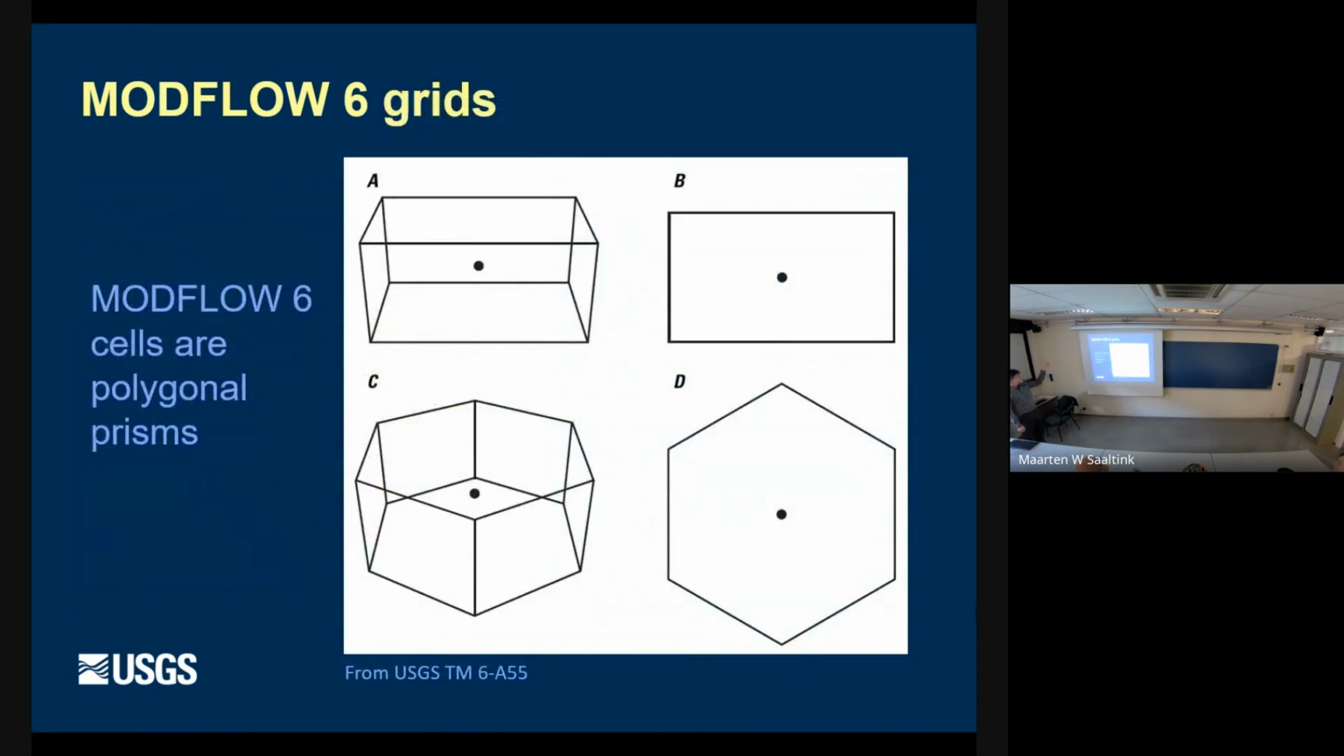So in Modflow 6, the cells are polygonal prisms. And you look at them from the top, they're polygons, and then these polygons are extruded vertically to form a 3D cell, and it has a flat top and a flat bottom. So our challenge in particle tracking is going to be to go from particle tracking on a rectangle to particle tracking on a polygon. And it doesn't have to be a regular polygon, it just has to be convex.